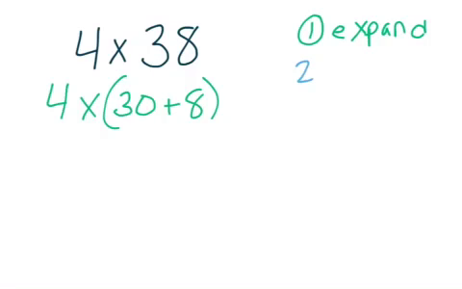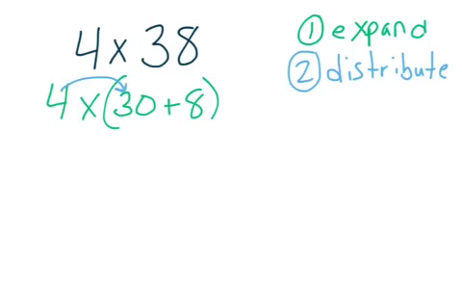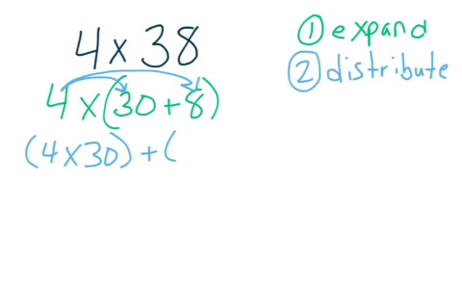Okay, our second step was to distribute. And when we distribute, we're going to take our 4 and multiply it times our 30, and we're going to take our 4 and multiply it times our 8. So it's going to look like this. 4 times 30 plus 4 times 8.